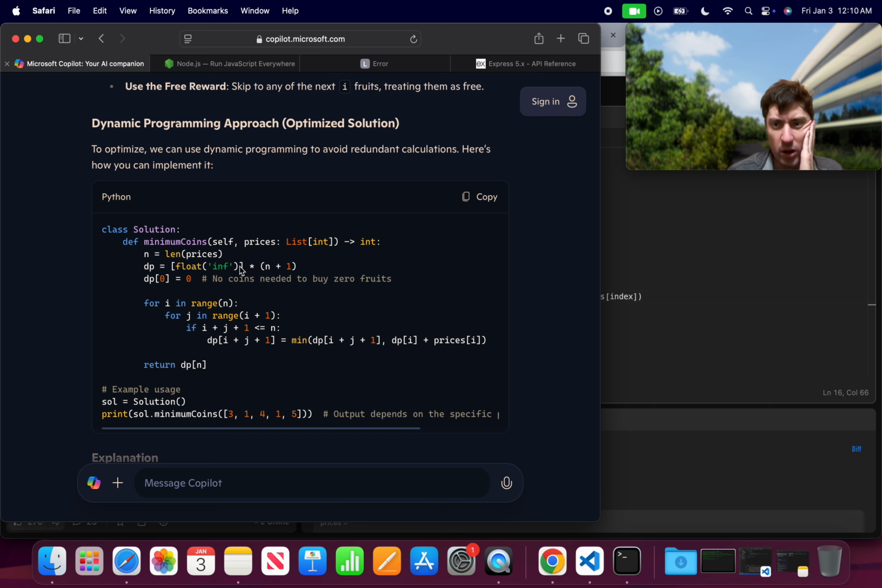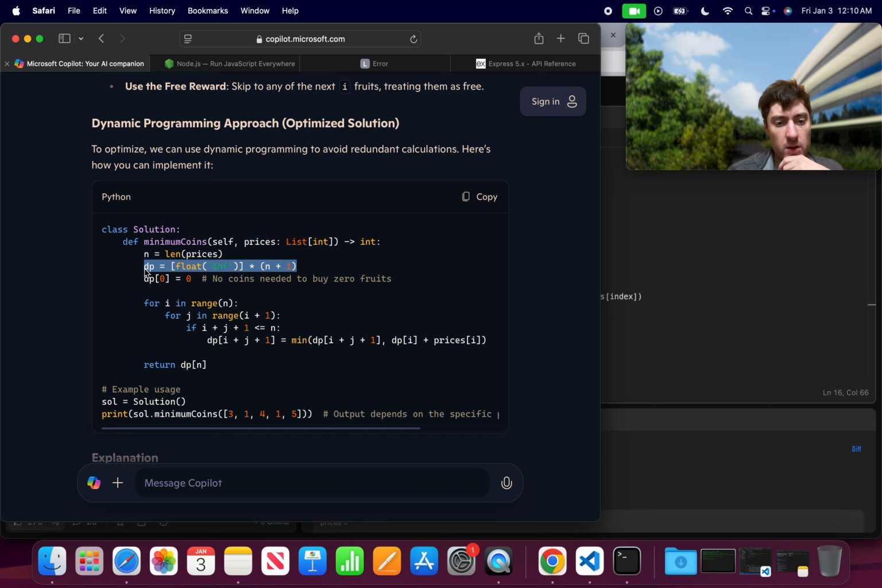Wait, why would I times infinity times anything? Infinity times anything is always going to be infinity, unless it's like negative or 0 or something. So I'm creating a list, and in this list I'm putting infinity in it. Then I'm multiplying this list by n plus 1.